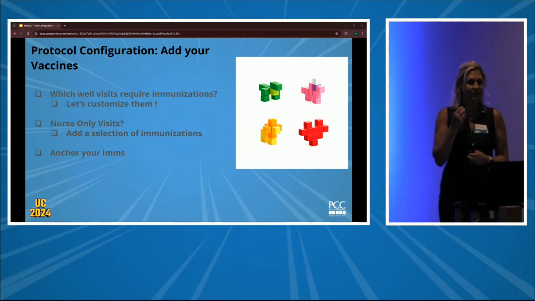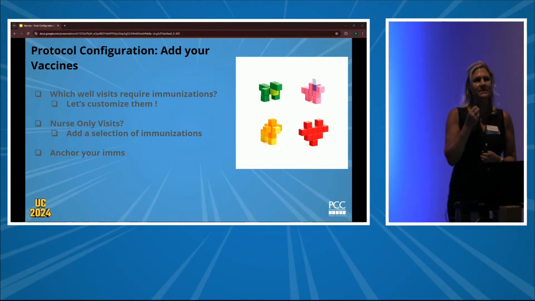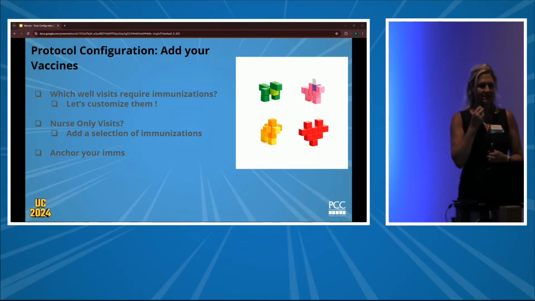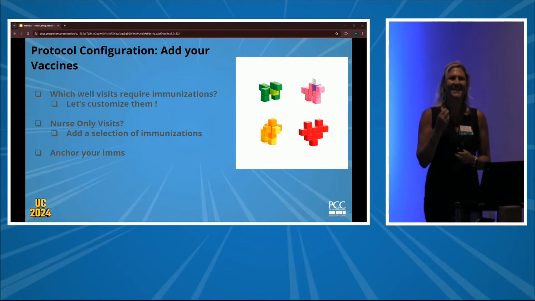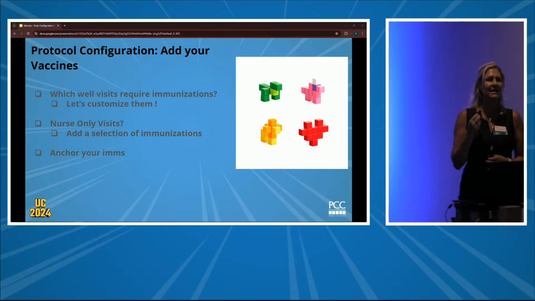So a lot of you may have those already. And then the final point here is to anchor those immunizations. So once we get to the next slide, I'll show you the protocol configuration. Once you get to the protocol configuration piece, you can anchor that component. So when you're in the chart, you can easily navigate to the immunization component and see where those immunizations live and click the order button.